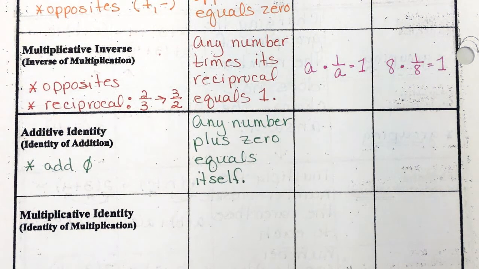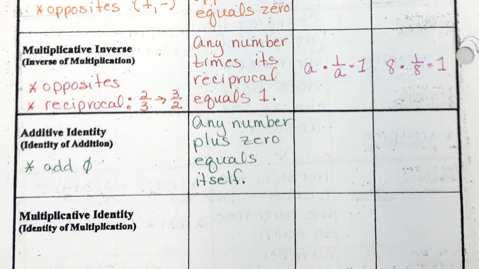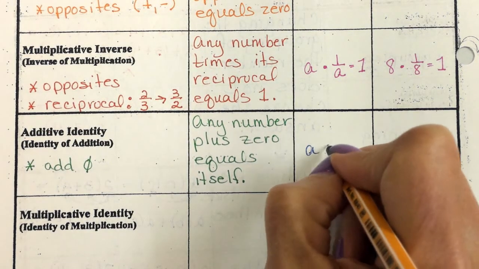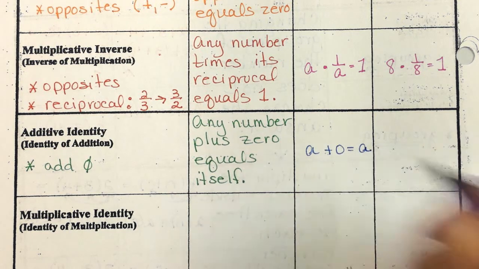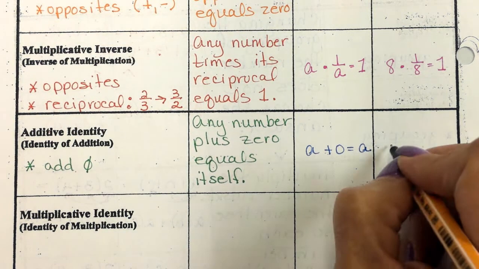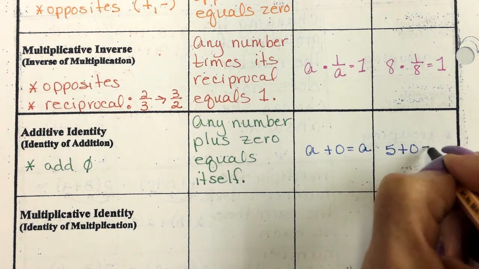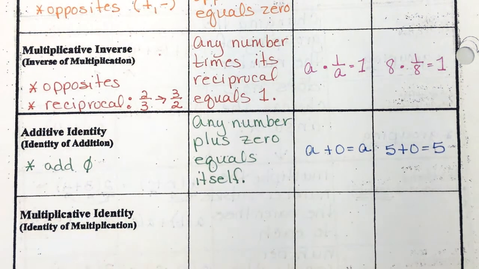Okay. And again, we know this. We've seen this many times before. So any number plus 0 equals itself. So if you have $5 and you don't spend any of it, you still have $5 left.